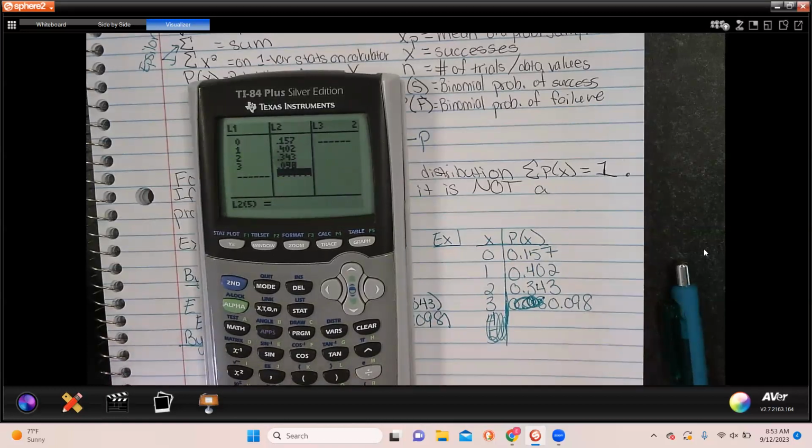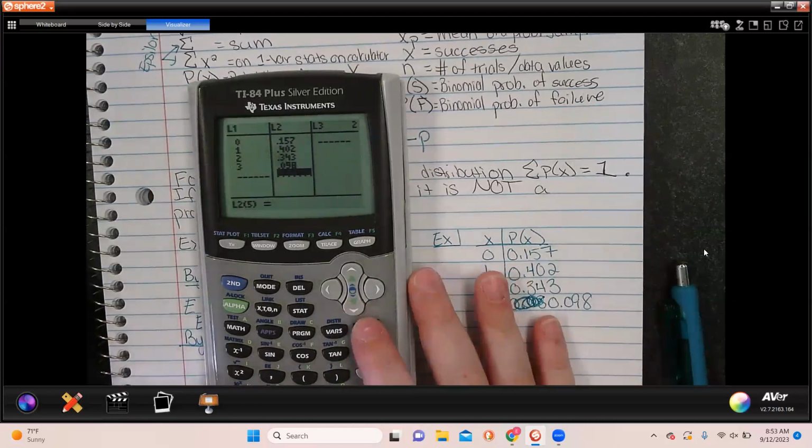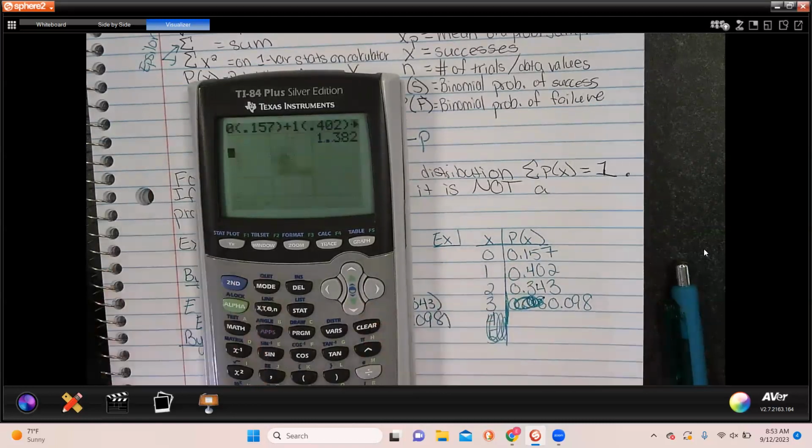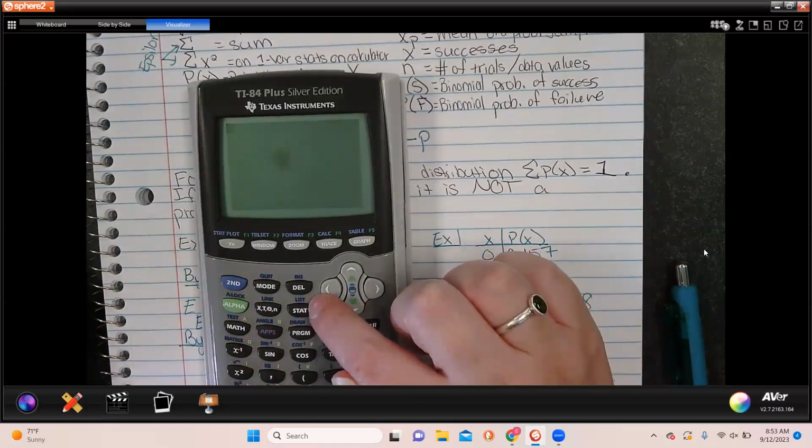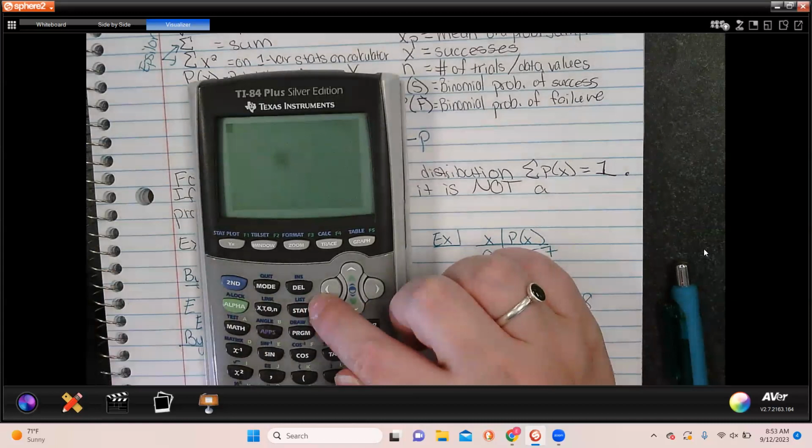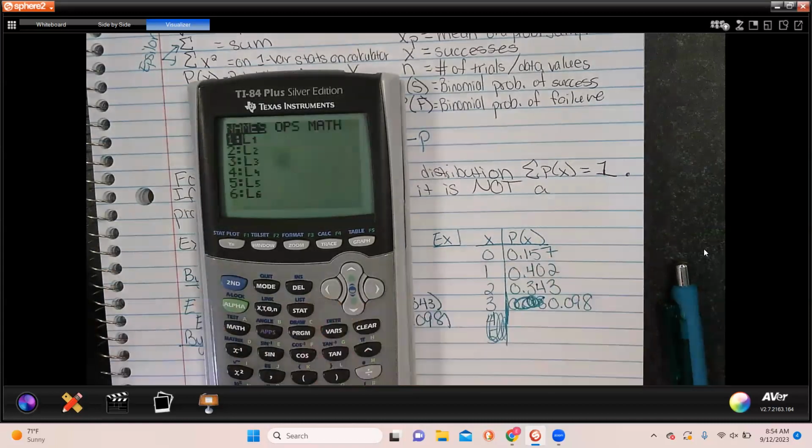Okay. So you can do operations using these lists. Once I've entered all my data into the lists, I'm going to quit out of this and go back to the home screen. Right here above stats is the lists in blue. If I press second list, it'll give me the list of the names, and I can do any operation I want with these lists.